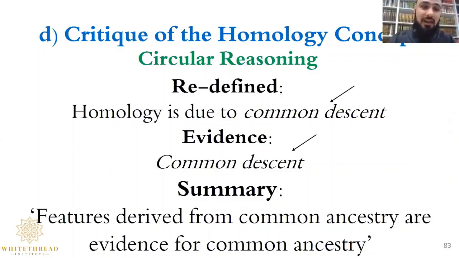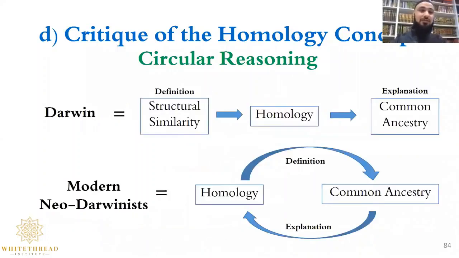So I summarized the problem here. I said features that derive from common ancestry are evidence for common ancestry. So you're always going to have common ancestry in your argument. There's circular reasoning, you can see, yeah? So here I'm just illustrating that.